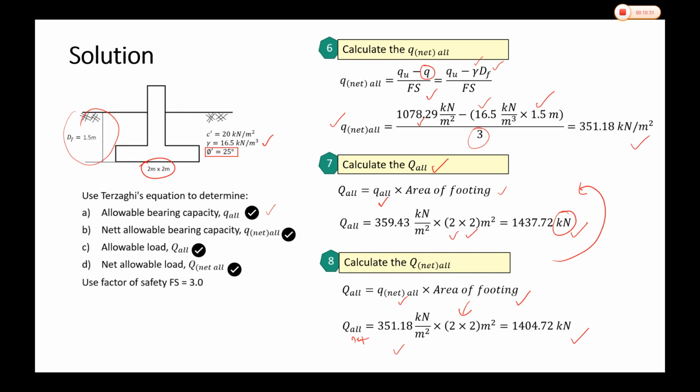All right, so for the Q allowable, it means that the bearing capacity of the soil received from the overburden surcharge here, and also from the structure, the overall elements. But for the Q net allowable here, we just consider the structures only. That's all for the example 1. Thank you.